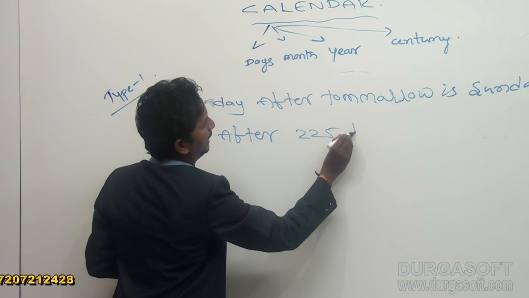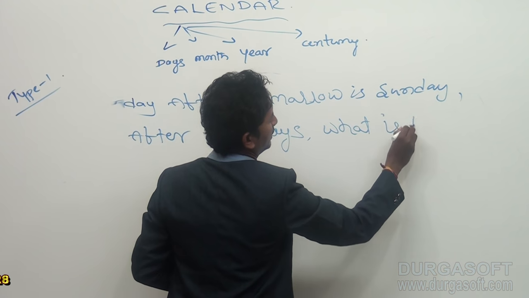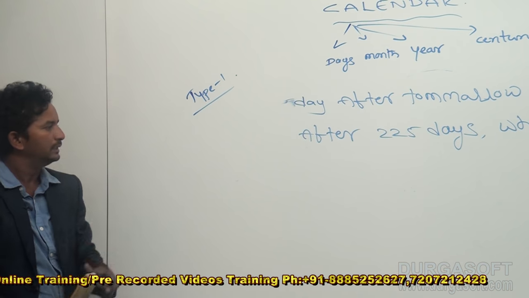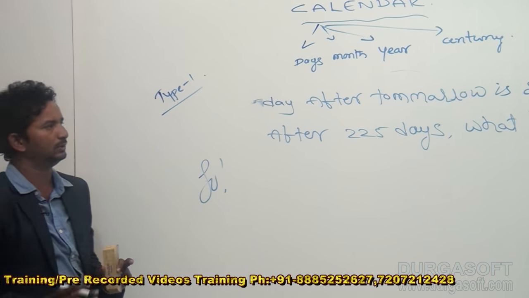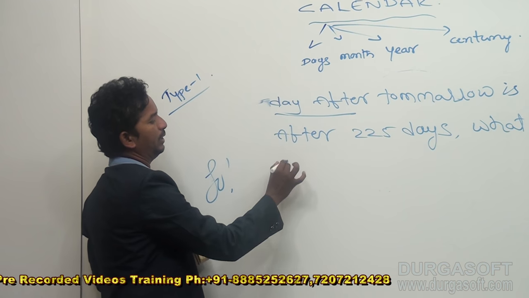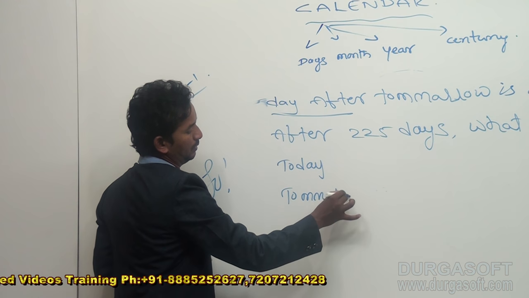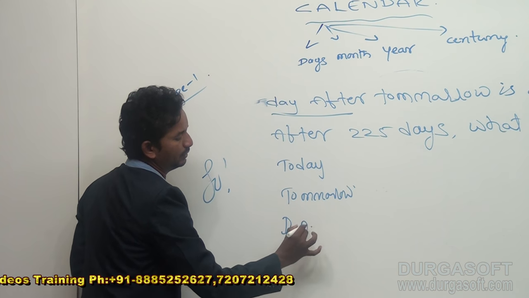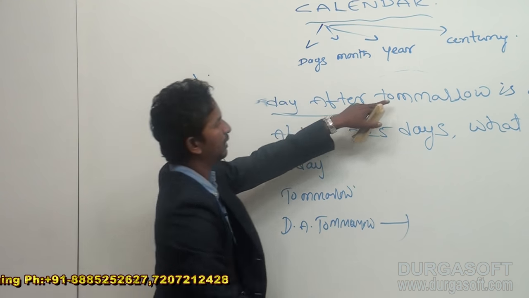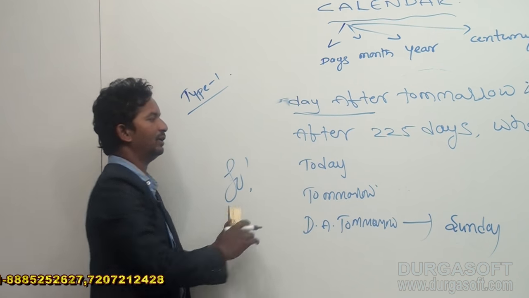After 225 days, what is the day? So here they have given day after tomorrow. First you find out today. The question gives day after tomorrow, and in this the given day is Sunday. Okay, now what is today?